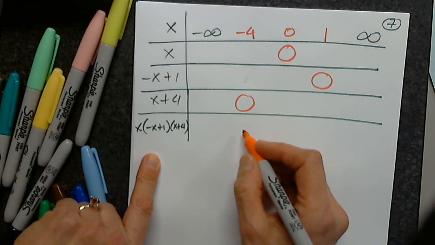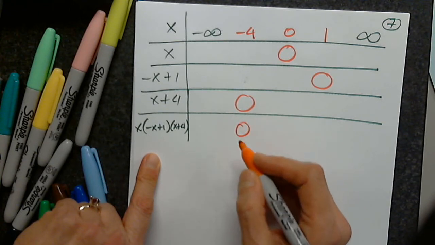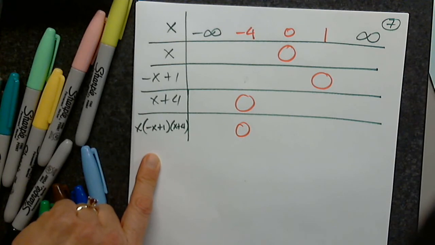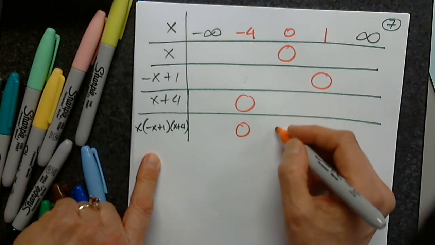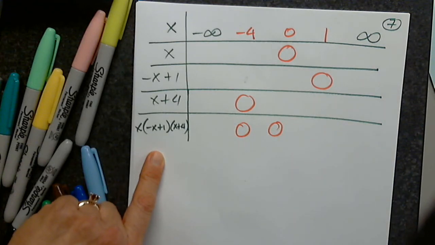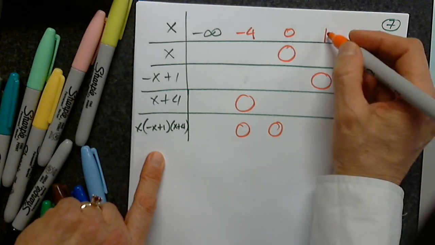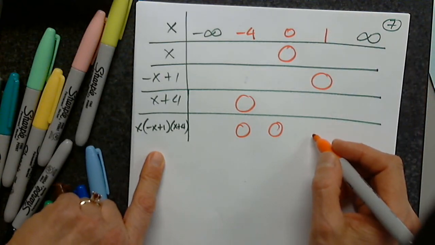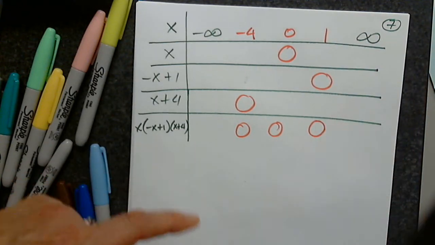So now, tell me what happens when x is negative 4 to the whole thing. Correct? So what would the answer be? 0. Of course, because one of the factors is 0. Very good. What happens when x is 0? Right, because another factor is 0. I don't care what happens to the other two if one of them is 0. Awesome. And what do I write under 1? 0 for the same reason.